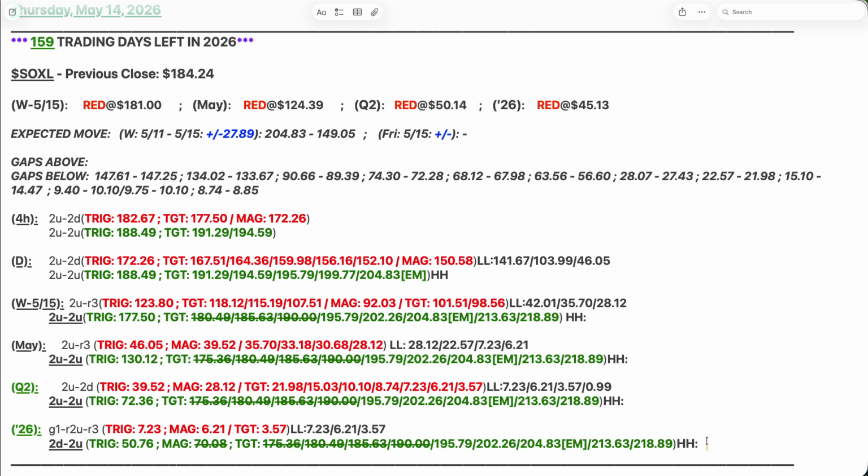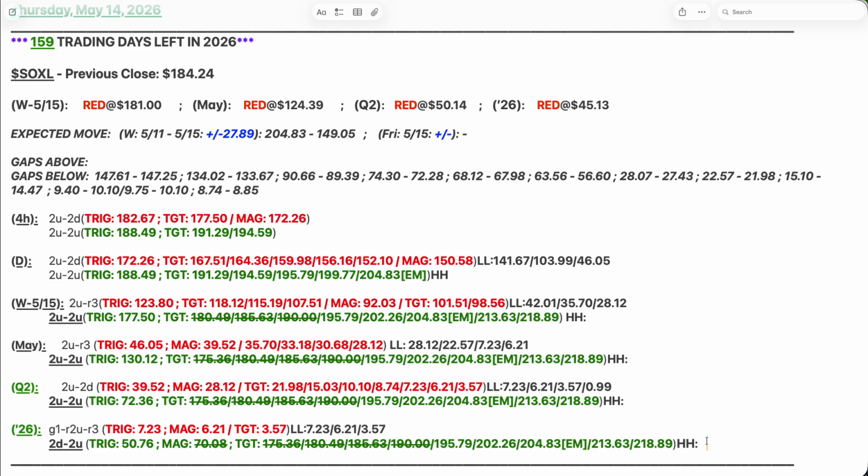We know that on the week, we've already triggered the 2 up, 2 up, and actually we're back above that 177, so we can put this back in bold to indicate we are in force. We've reached a couple of our targets so far, but we've got some extended targets out here, including, again, that market maker's expected move for the week.